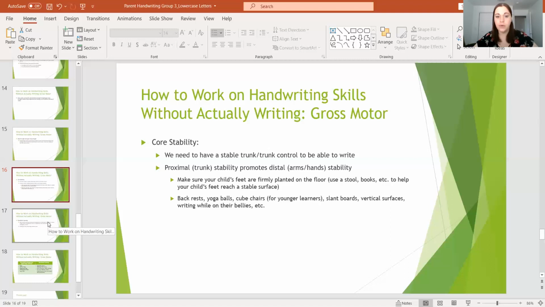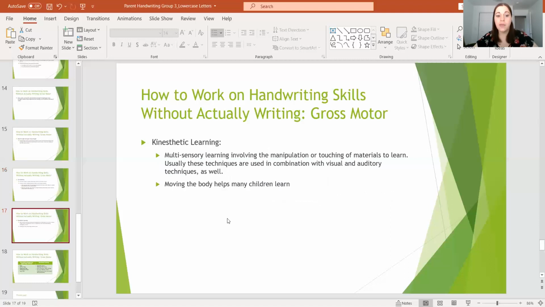See if that helps their reading. Kinesthetic learning. So basically this is multisensory learning involving the manipulation or touching of materials to learn. Usually these techniques are used in combination with visual and auditory techniques as well. So basically kiddos can be kinesthetic learners.